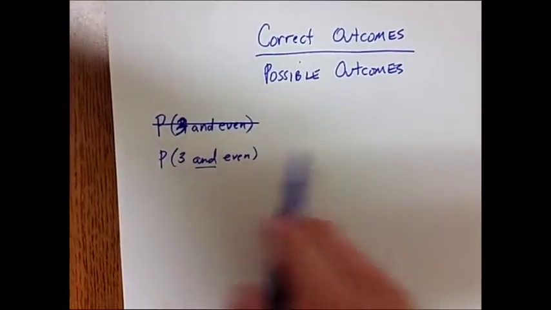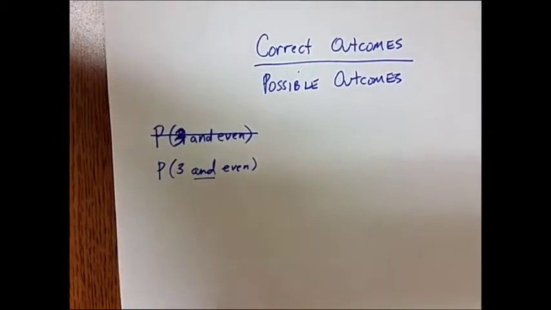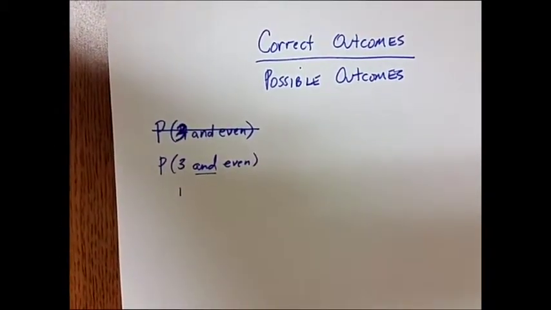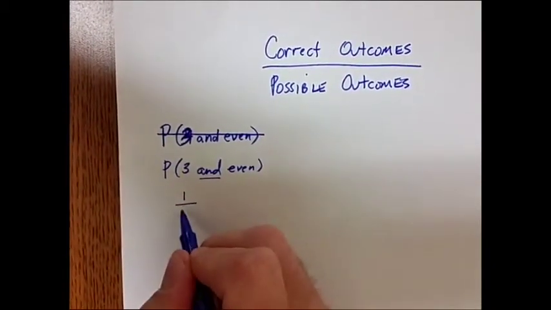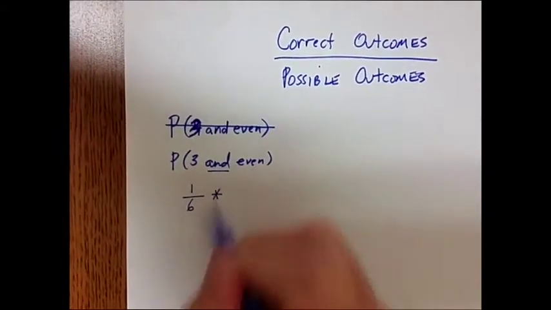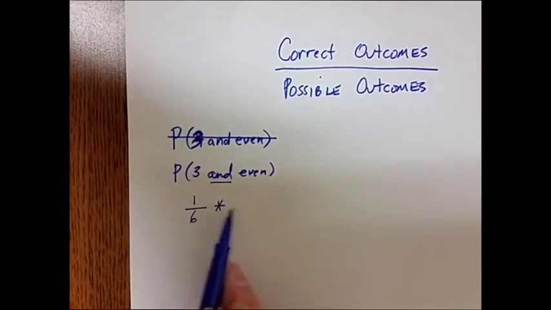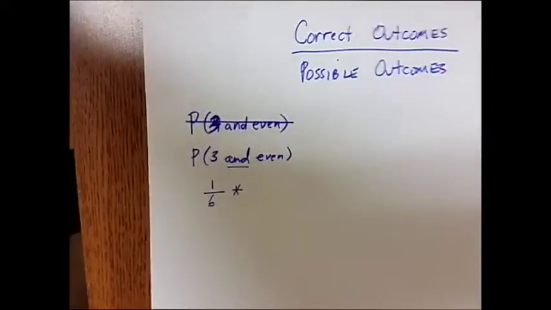So, if we look at the correct outcomes over the possible outcomes, correct for rolling a 3 would be 1. There's 1 three out of the 6 numbers on the die. And then possible outcomes would be 1 through 6, so 6 outcomes. When we talk about the word "and," we're actually multiplying. All right, so we're going to take the 1/6 and we're going to multiply it by the probability of the other die coming up an even.